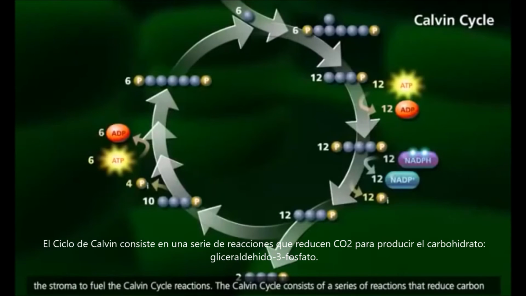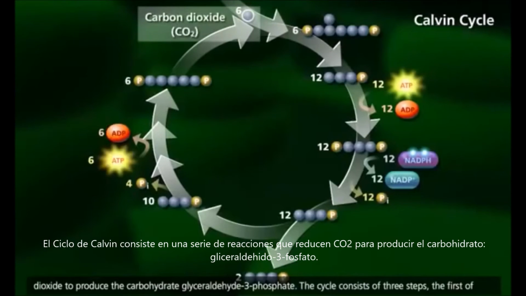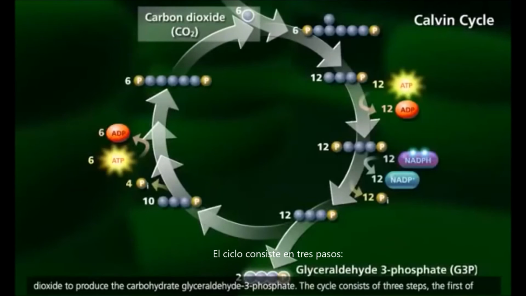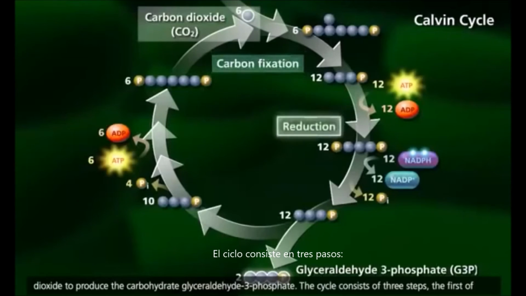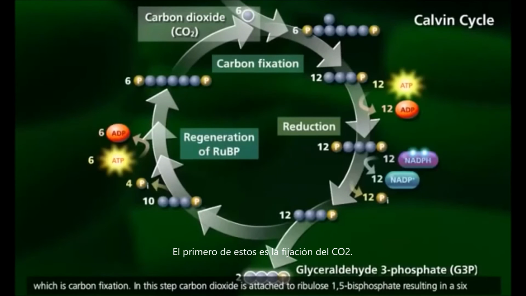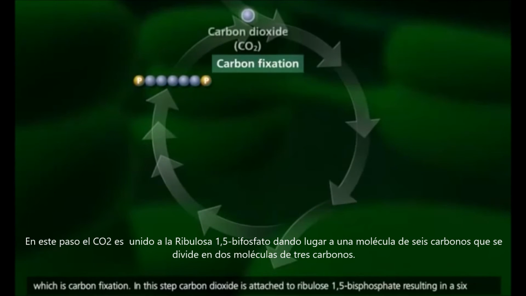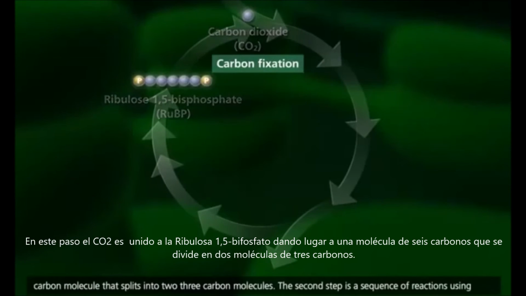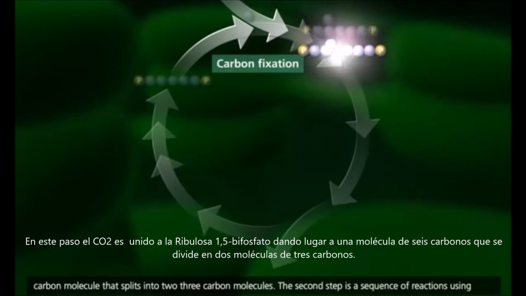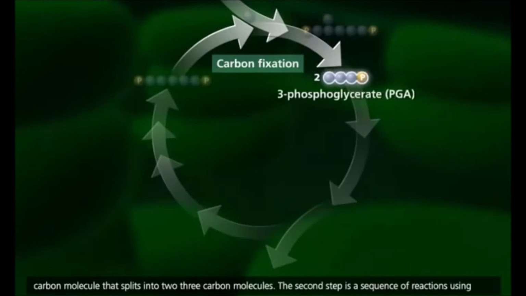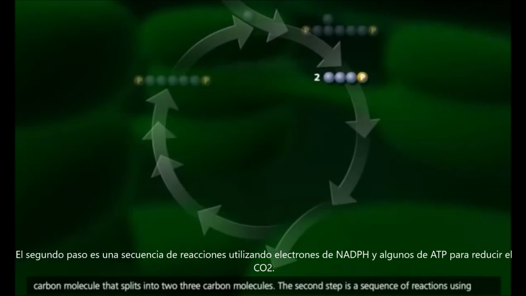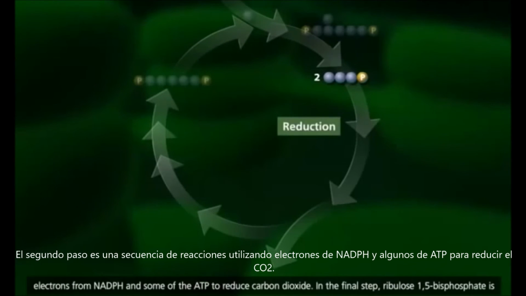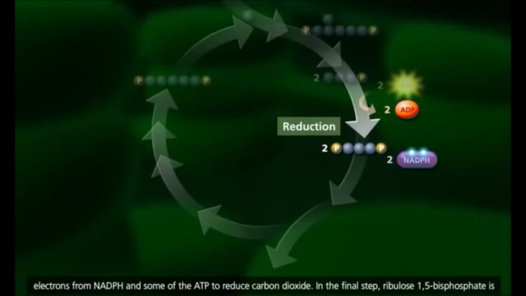reactions. The Calvin cycle consists of a series of reactions that reduce carbon dioxide to produce the carbohydrate glyceraldehyde 3-phosphate. The cycle consists of 3 steps, the first of which is carbon fixation. In this step, carbon dioxide is attached to ribulose 1,5-bisphosphate, resulting in a 6-carbon molecule that splits into 2 3-carbon molecules. The second step is a sequence of reactions using electrons from NADPH and some of the ATP to reduce carbon dioxide.